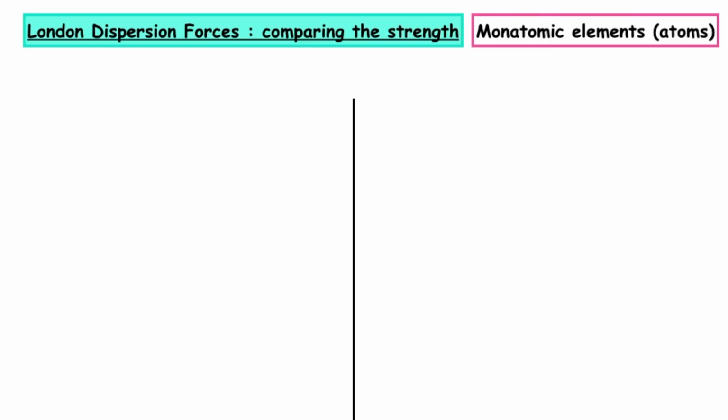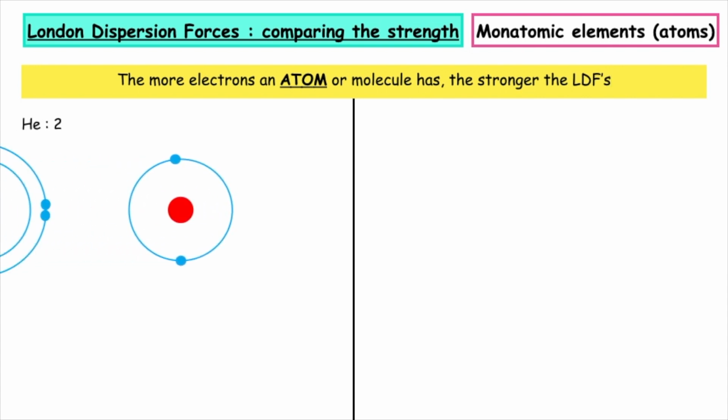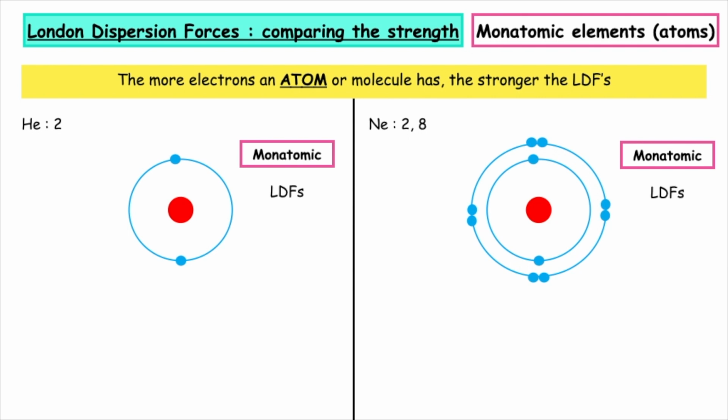So let's look at monatomic elements and compare the strength of the LDFs. The more electrons an atom or molecule has, the stronger the LDFs. So let's compare helium and neon. Here we've drawn the electron arrangement diagrams to give us a pictorial version and make it a wee bit easier for us to see what's happening. We know that they're monatomic and exist as single atoms, therefore will not have any bonds, but do have the London dispersion forces, which are the attraction between single atoms that exist.